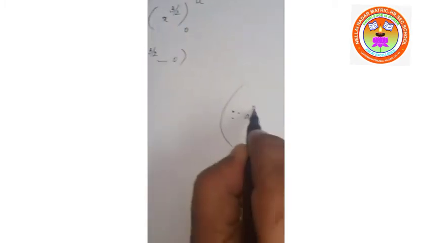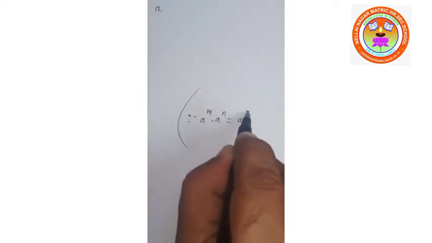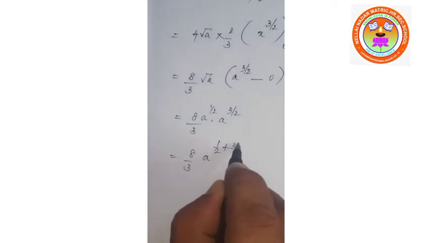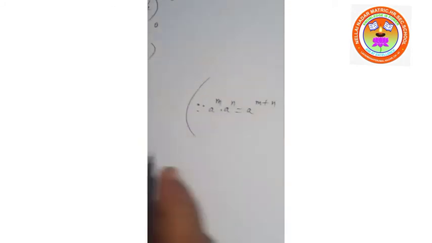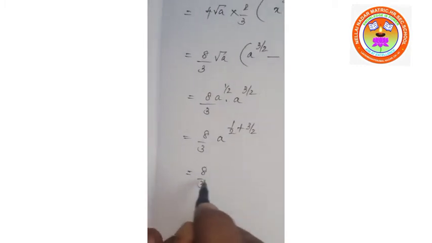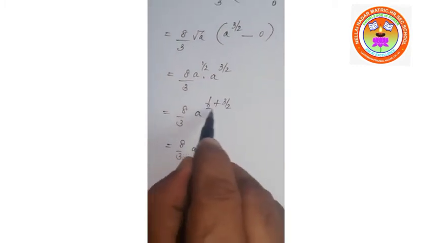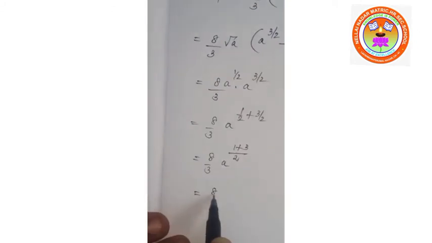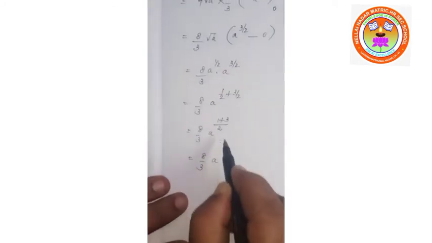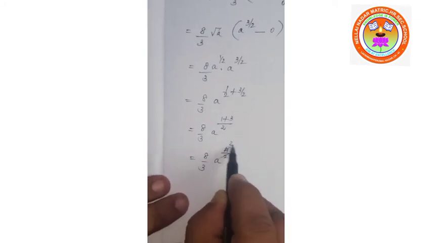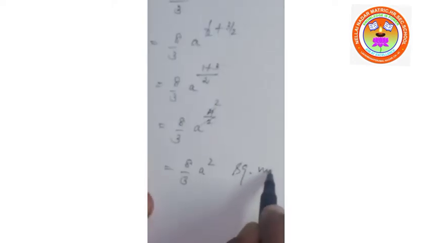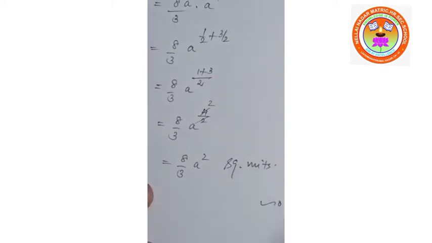You know that a power m into a power n is equal to a power m plus n. So a power half into a power 3 by 2 equals a power half plus 3 by 2 according to this rule. Half plus 3 by 2, common denominator 2, add the numerators 1 plus 3, 4 divided by 2, equals 8 by 3 a square. Don't forget to write the units, square units, at the last.